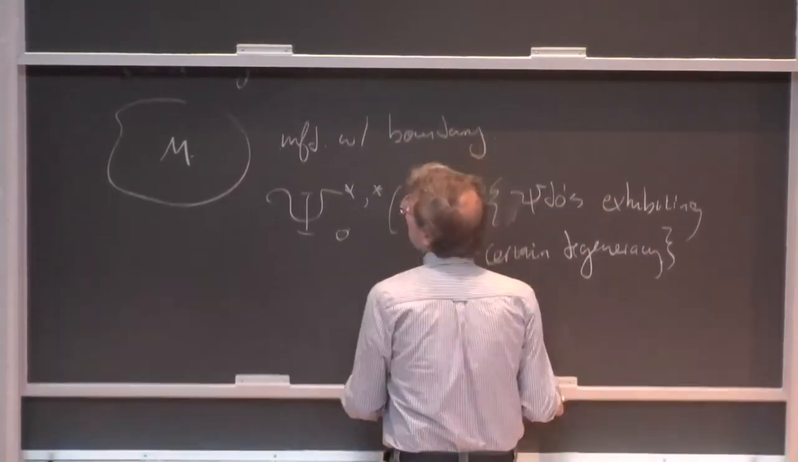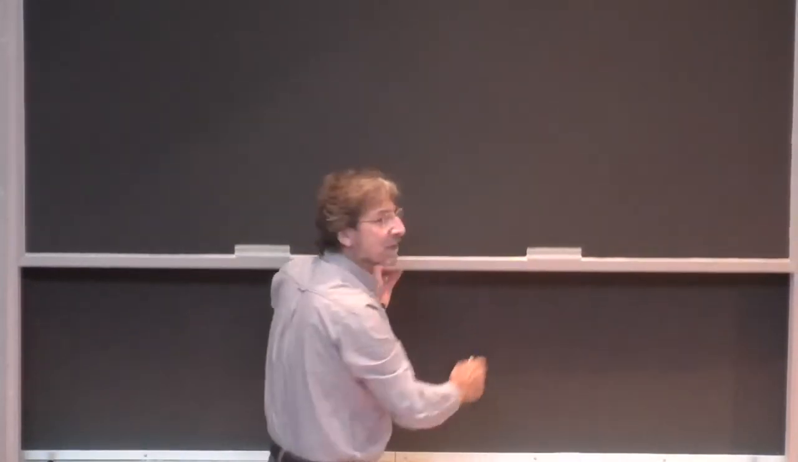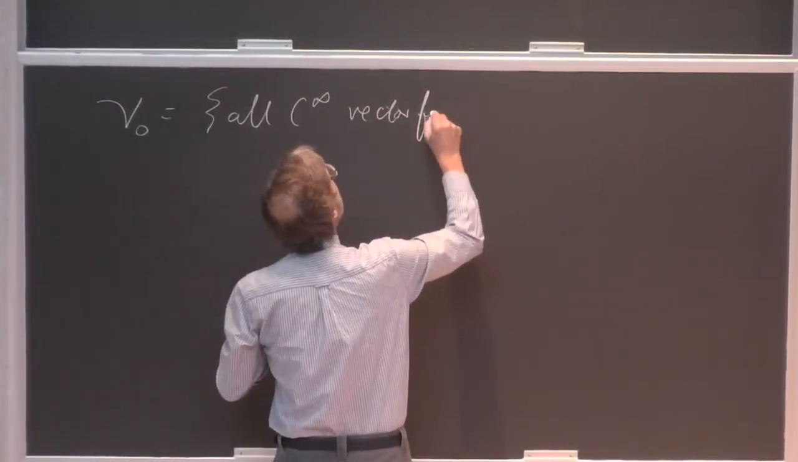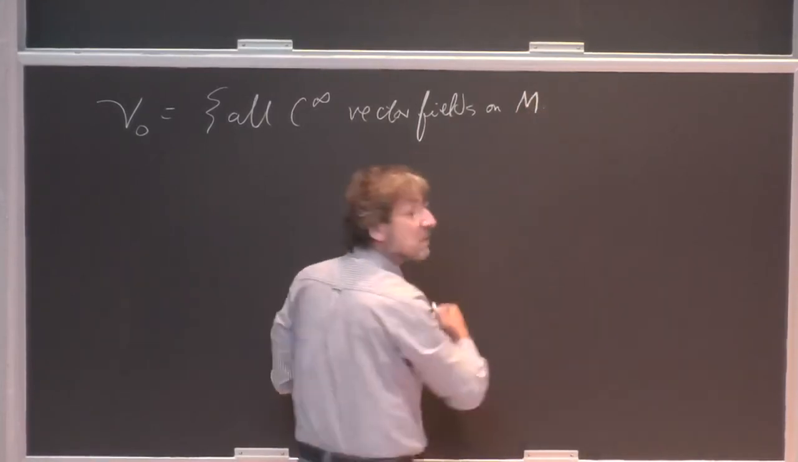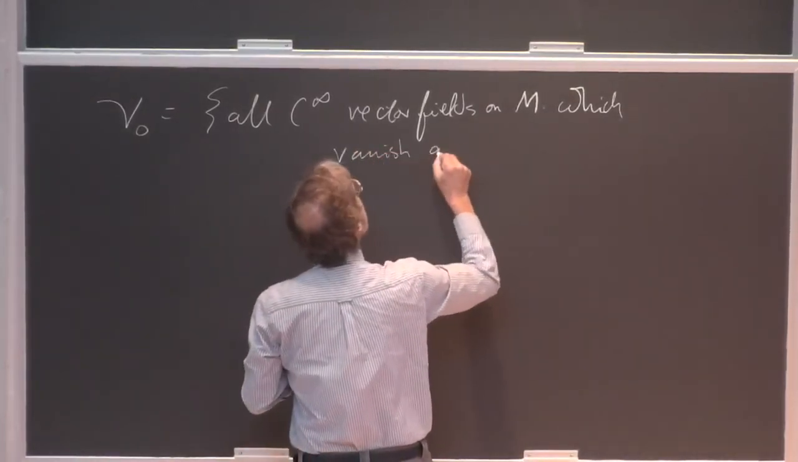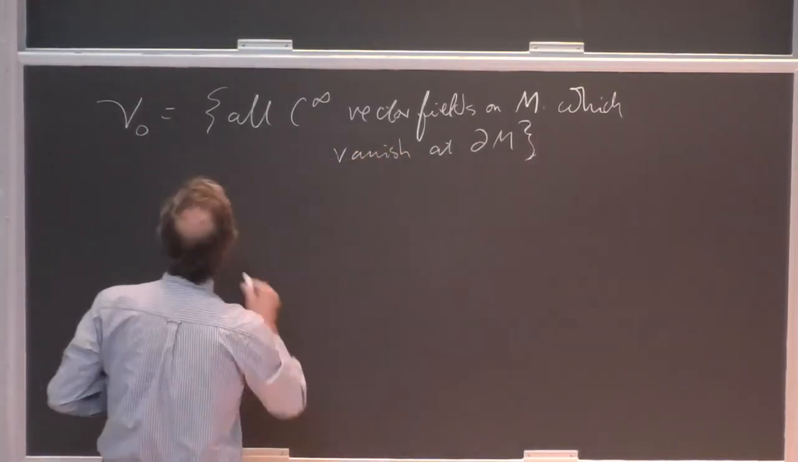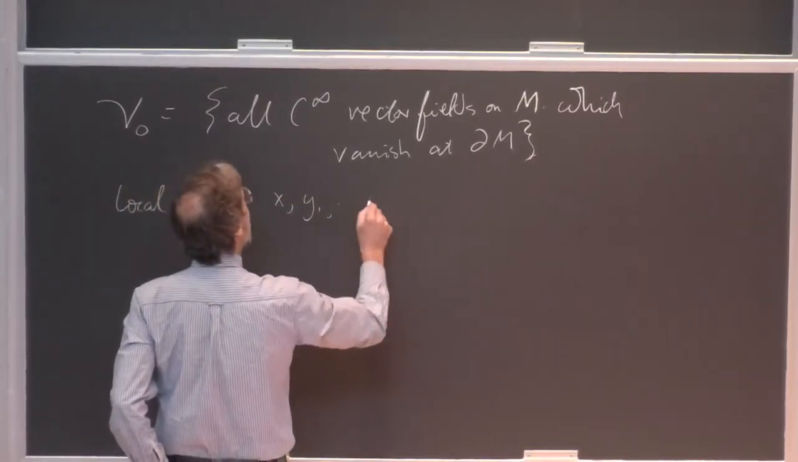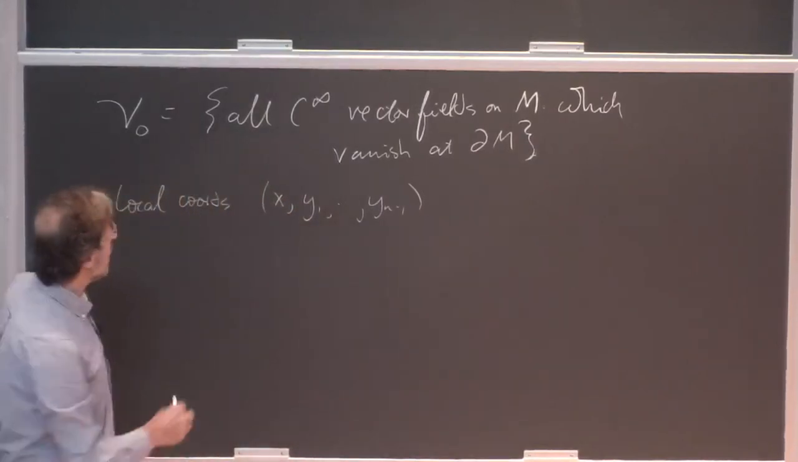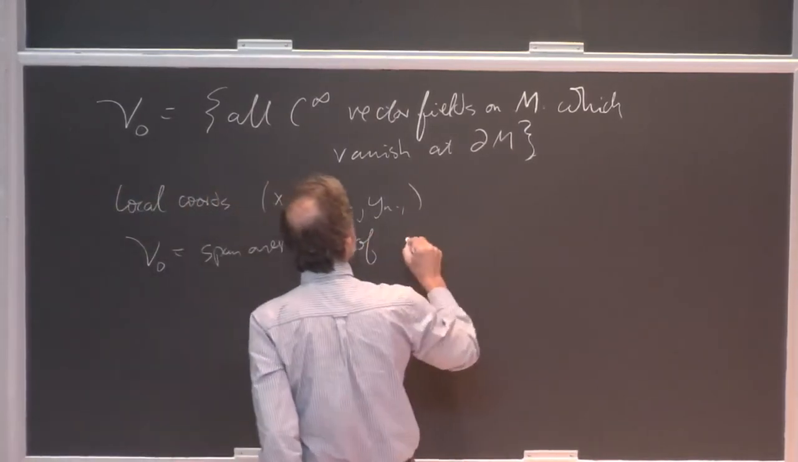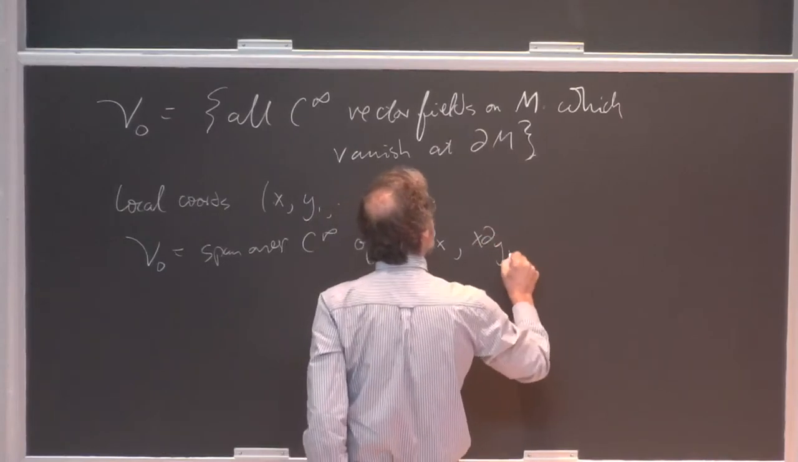Okay, so we can model these. You can argue about what the starting point for this theory is, but a starting point is the following. I'll say V0, which is the space of all C infinity vector fields on M, smooth up to the boundary, which vanish at the boundary. Now if I choose local coordinates, and I'll always use local coordinates x and then y1 through y n minus 1, then this V0 is the span over C infinity of the vector fields x d by dx, x d by dy_j, j goes from 1 to n minus 1.